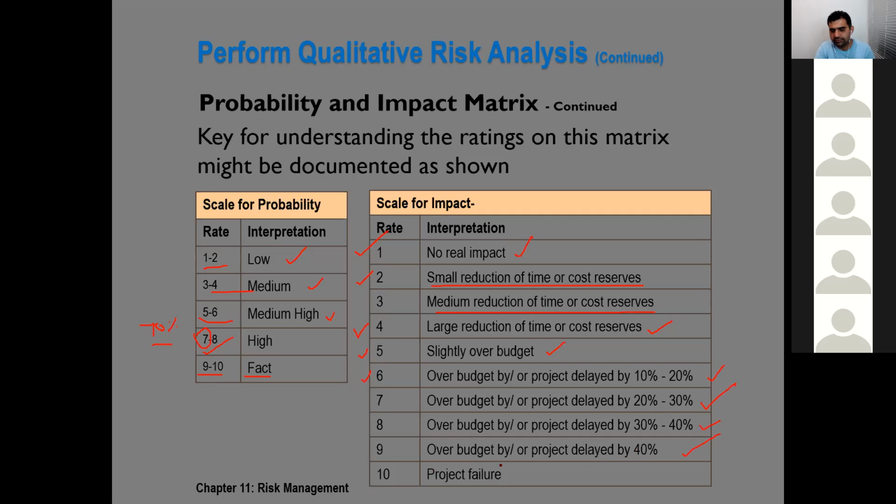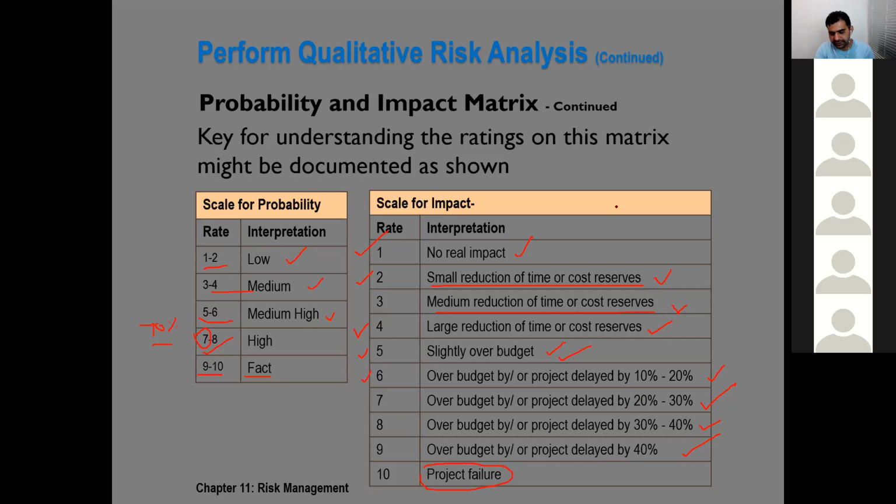And 10, project failure. So you can see that as the rating is increasing, initially our reserves will take care of them. But the issue comes when we go over budget or above schedule, when we are delayed. And when this happens, we need to be more careful.